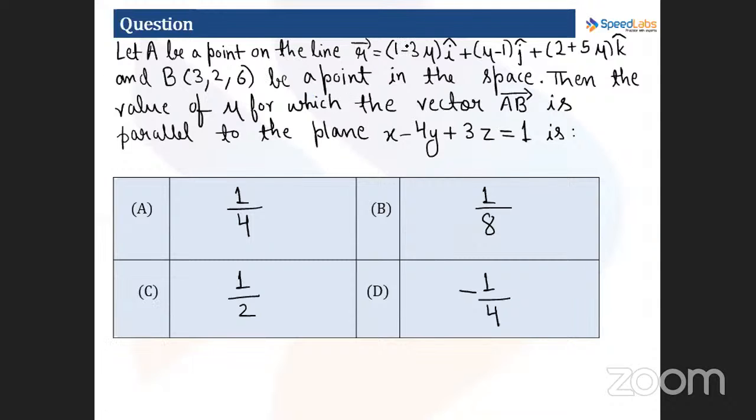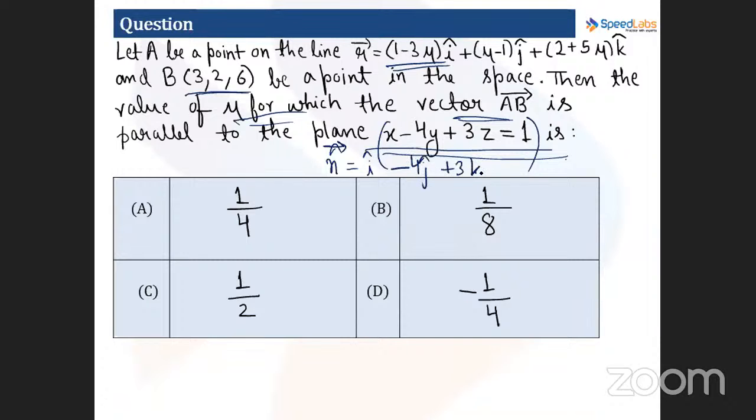It is given that A is a point on this line and B is some point in the space. Then we have to find the value of mu for which this vector AB is parallel to the plane x minus 4y plus 3z equal to 1. But by this equation of plane, I can say that the vector normal to this plane is i cap minus 4j cap plus 3k cap. Okay, so I got this from the question.